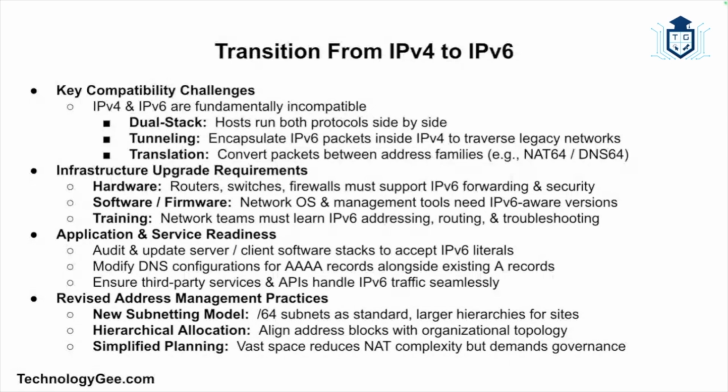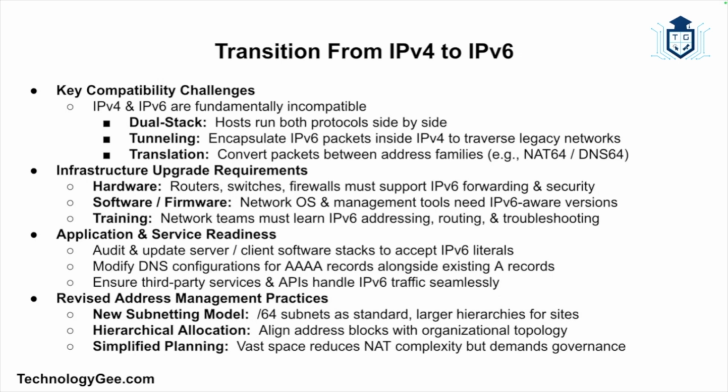Dual stack allows devices to run both IP version 4 and version 6 simultaneously. Tunneling encapsulates IP version 6 packets within IP version 4 packets. And translation converts packets between IP version 4 and IP version 6. Then we have infrastructure upgrades. Network infrastructure, including routers, switches, and software, must be upgraded or configured to support IP version 6. This requires investment in new hardware and software, as well as training for network administrators.